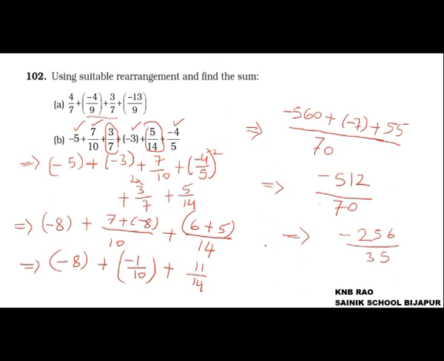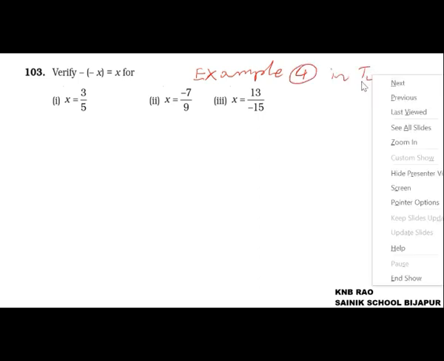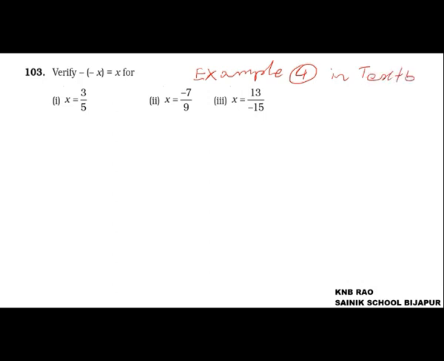Next, coming to the next question, the 103rd question. Here, verify. This sort of question we solved in the examples and exercises also. Example 4 in the textbook. So I'll do it for one, the other two you can do.